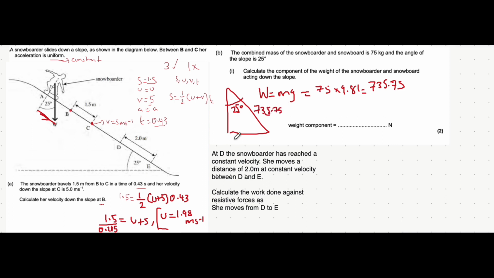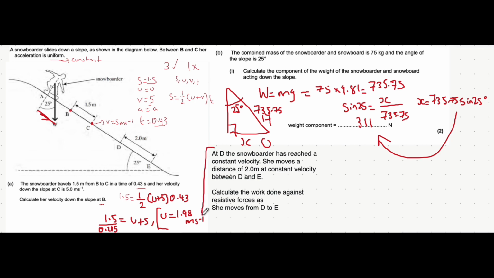And what do we want? We want the component acting down the slope, which corresponds to the horizontal component of this triangle. Well, if this is a right angle triangle and we want to find, let's say, x, we're going to use the opposite and the hypotenuse. So we can use SOHCAHTOA and sine specifically in this question. We can say sine of the angle 25 is equal to the opposite component, which we're trying to find. Let's replace that with an x, all divided by the hypotenuse, which is 735.75. From here, you can multiply both sides by this denominator. So x is equal to 735.75 multiplied by sine 25. Put all of that into your calculator and you get a value of 311 newtons.